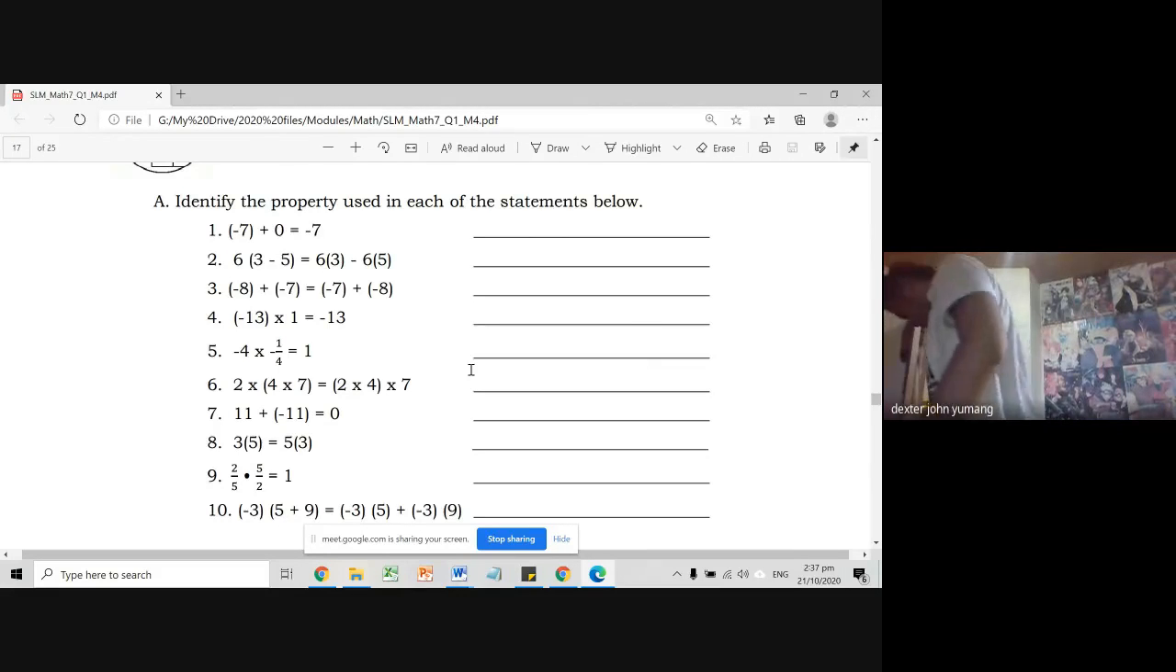Last 8 minutes. Yes po, module number 4 po.